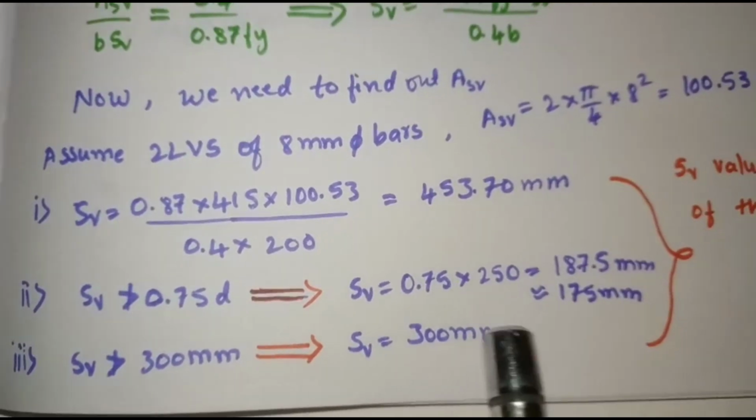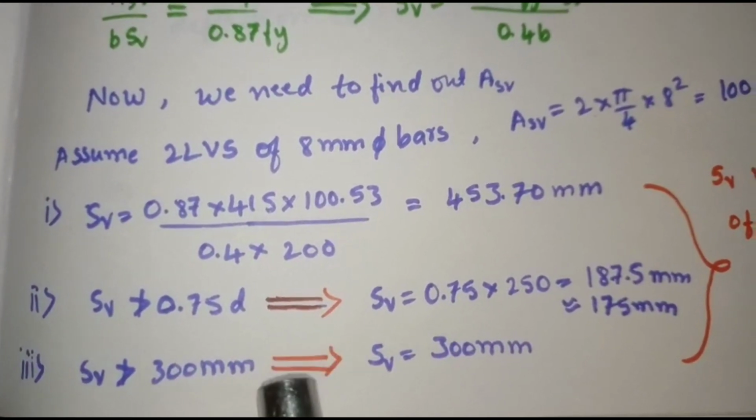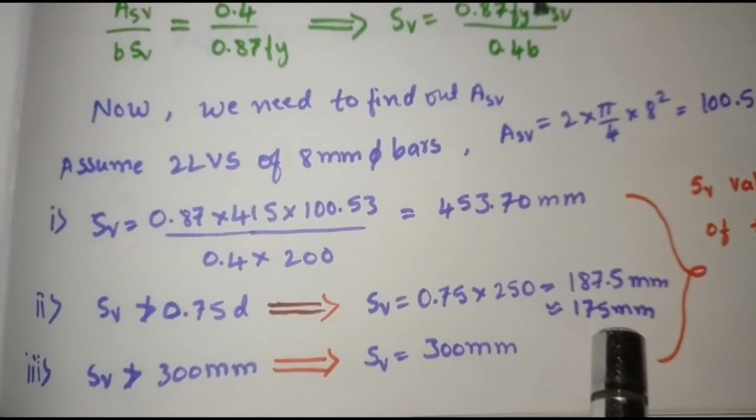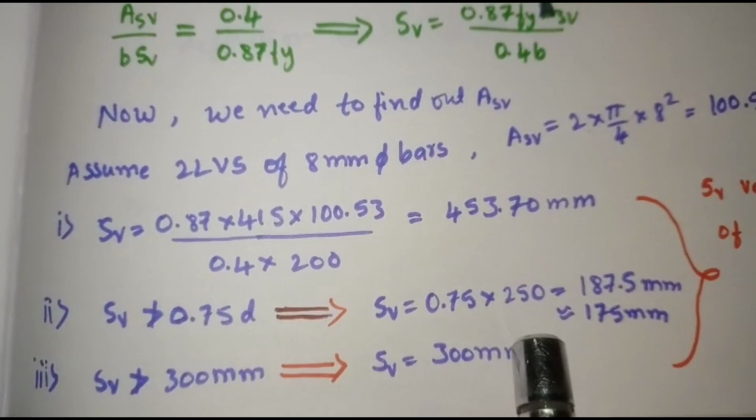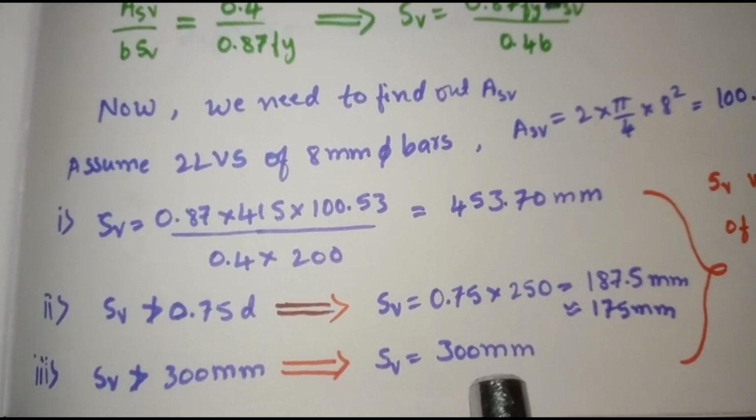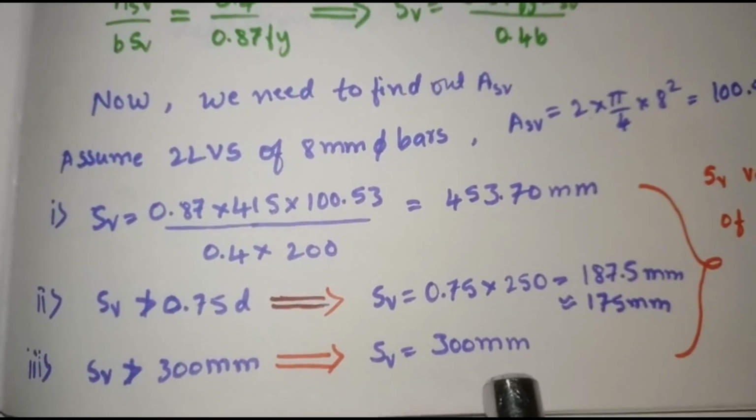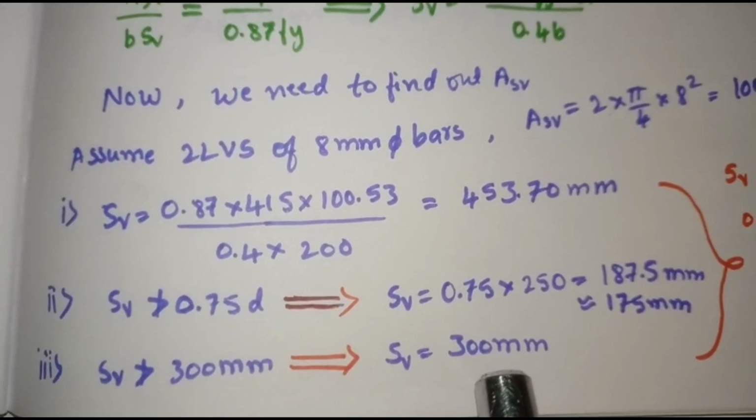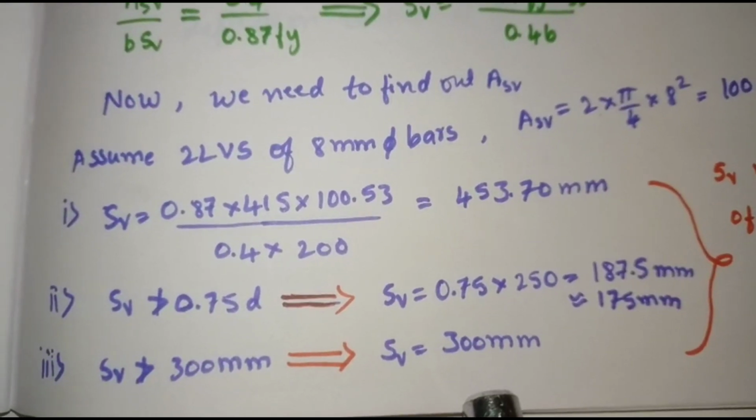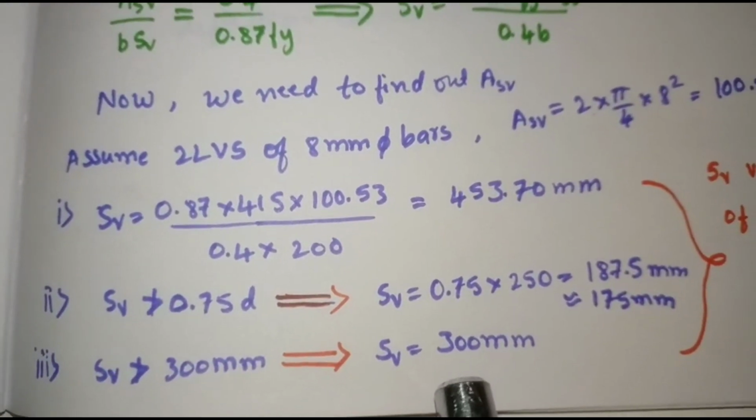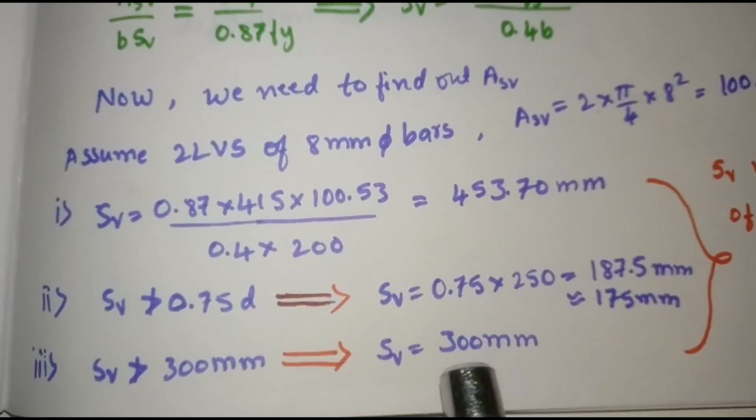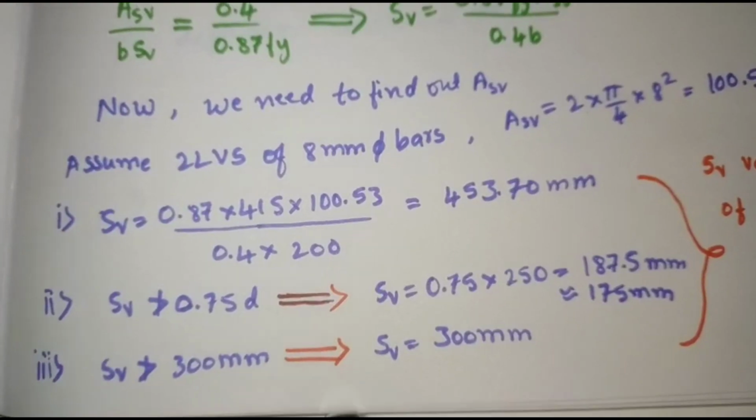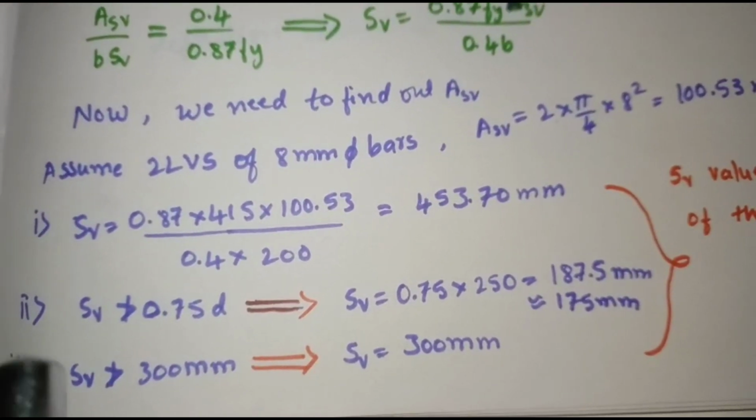So whenever you are calculating spacing of stirrups, if you get less than 300 mm like 175, 150 or 250, at that time you can provide whatever you got, the lesser value. But sometimes if you get more than 300 mm, that is nothing but 350, 380, 400, 500, like that, at that time you should provide the maximum value, that is 300 mm. So I hope you understood. This is how we calculate the SV.